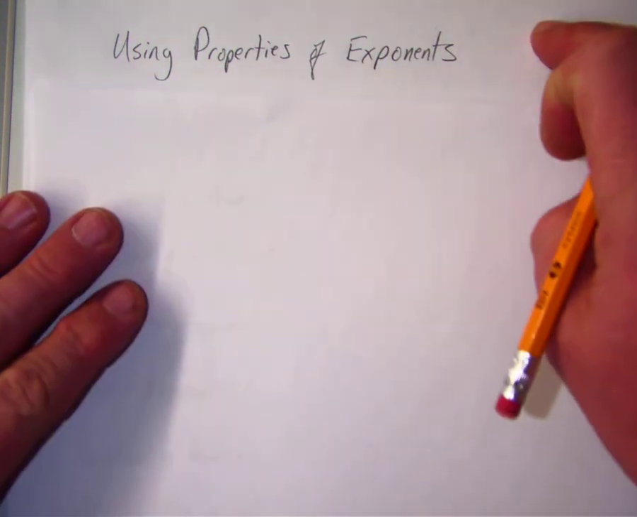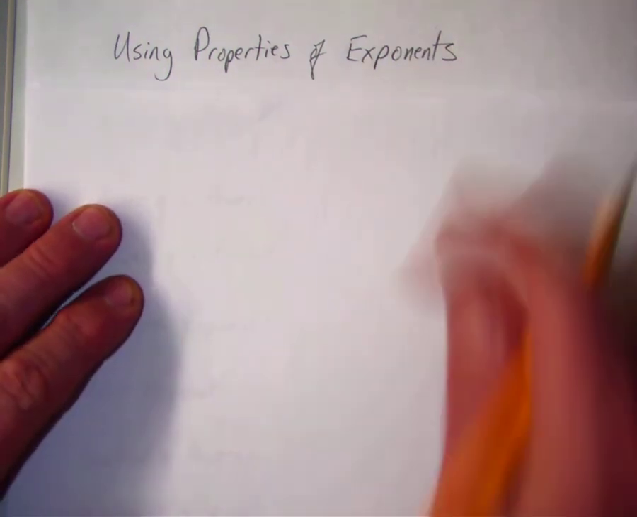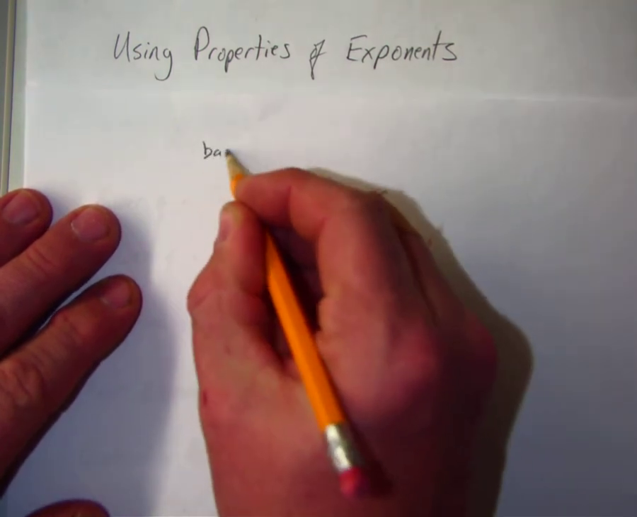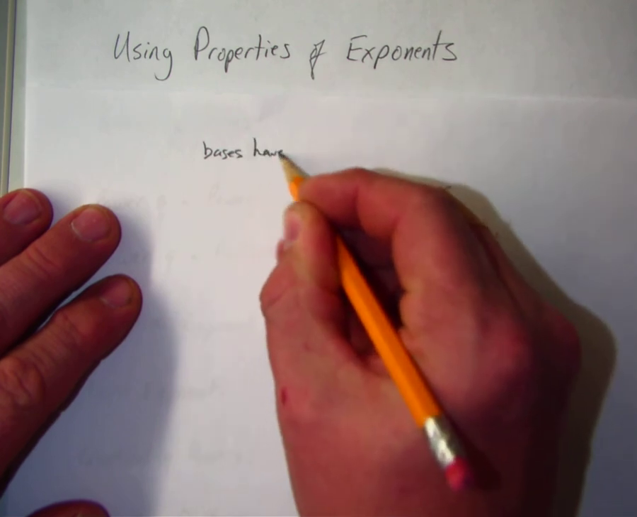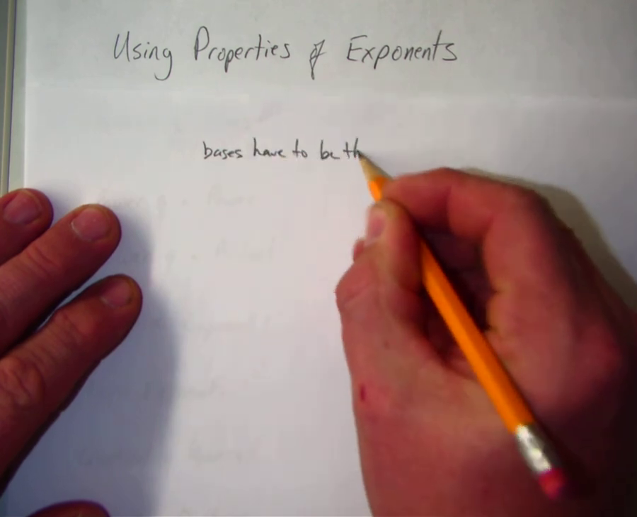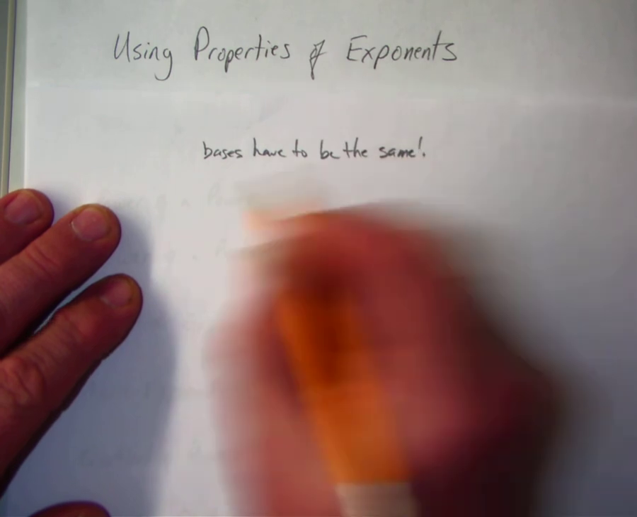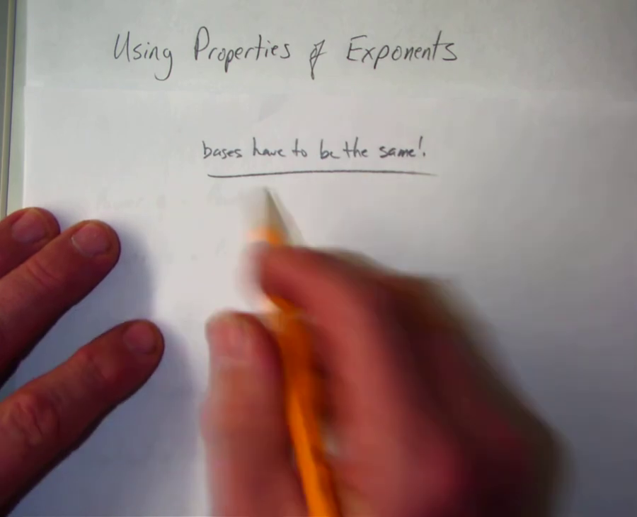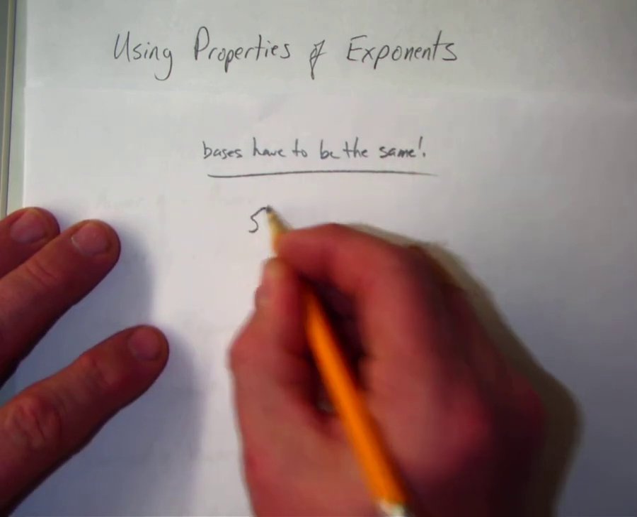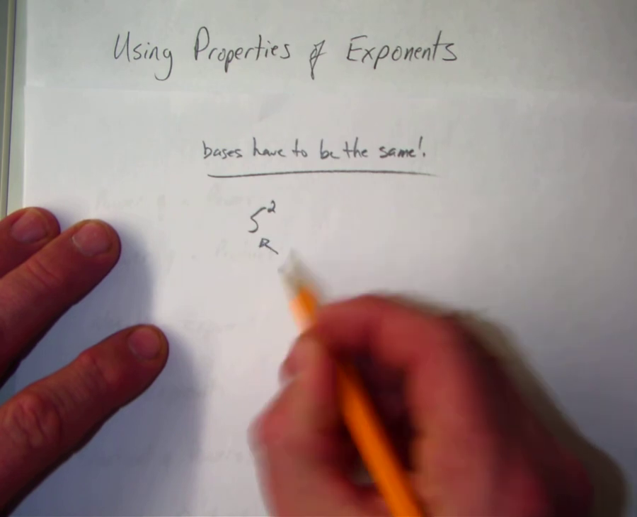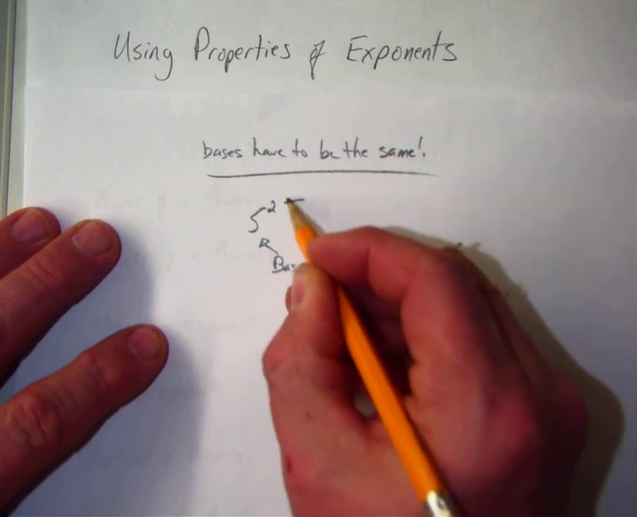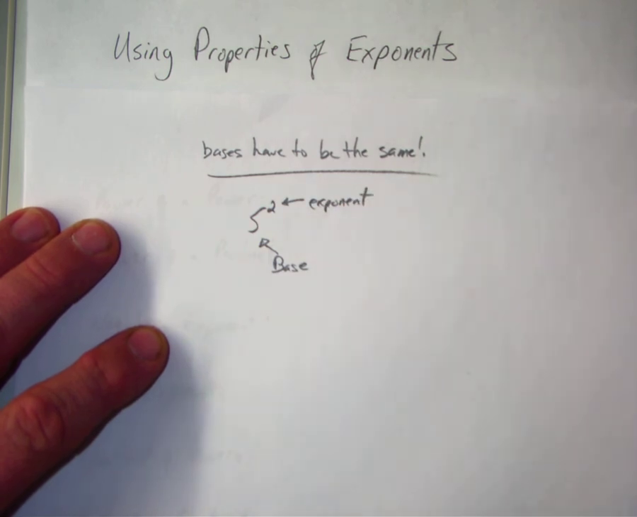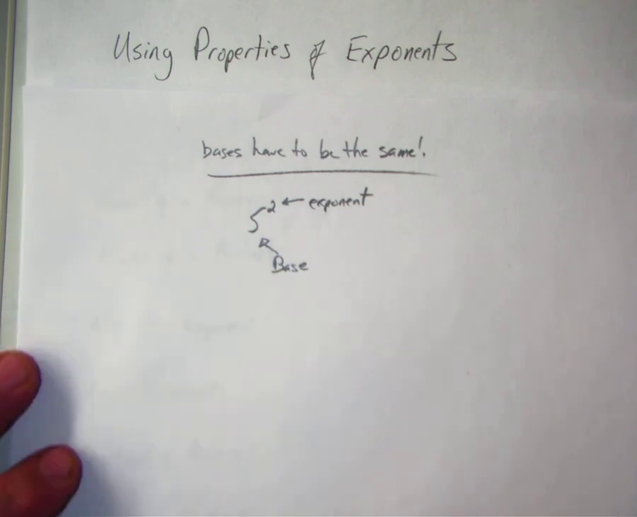All right, we are going to be talking about using properties of exponents. First, you need to know that all bases have to be the same. If they're not the same, you cannot use these properties. What I mean by bases, for example, if we have 5 squared, 5 is your base, and the 2 is your exponent. All right? So you must have the bases to be the same in order for you to use these properties.